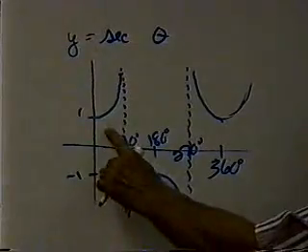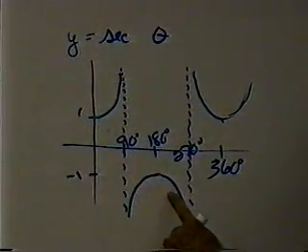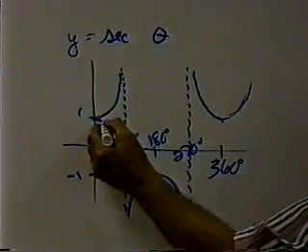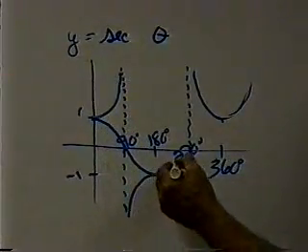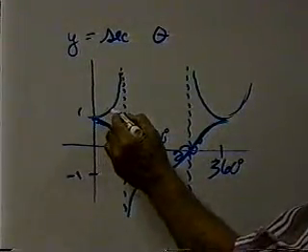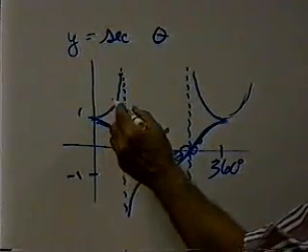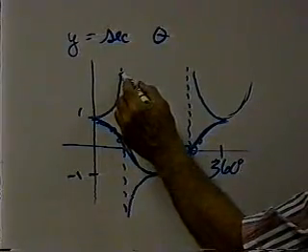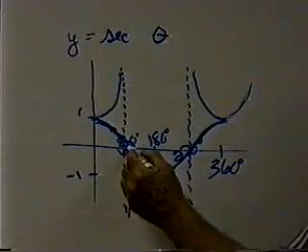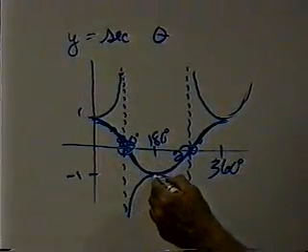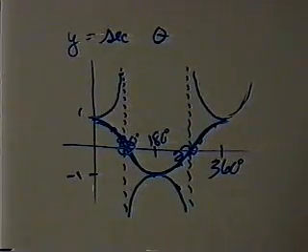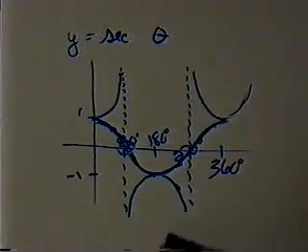Secant, quadrant 1 positive, quadrant 2 negative, quadrant 3 negative, quadrant 4 positive, just like the cosine curve. Here's the cosine curve, which is reciprocal. In other words, the reciprocal of this is flipped over. Reciprocal of 1 over 0, which is not possible, is 0 over 1. So it's flipped over like that.